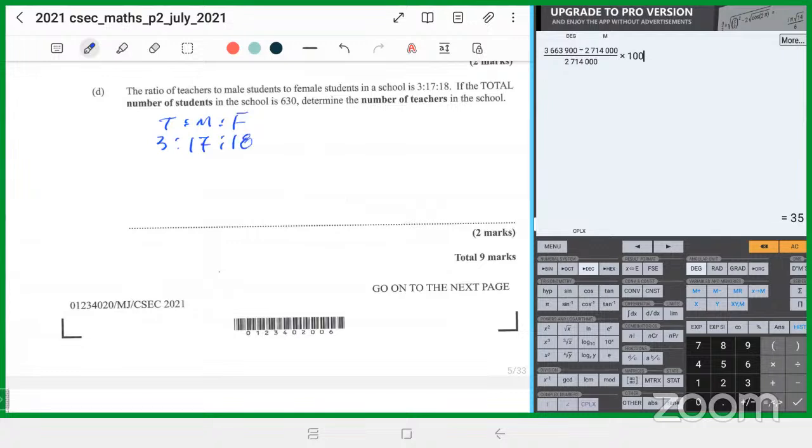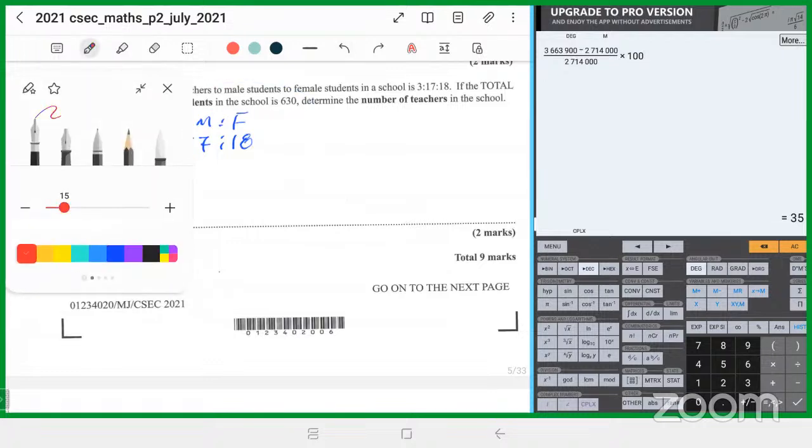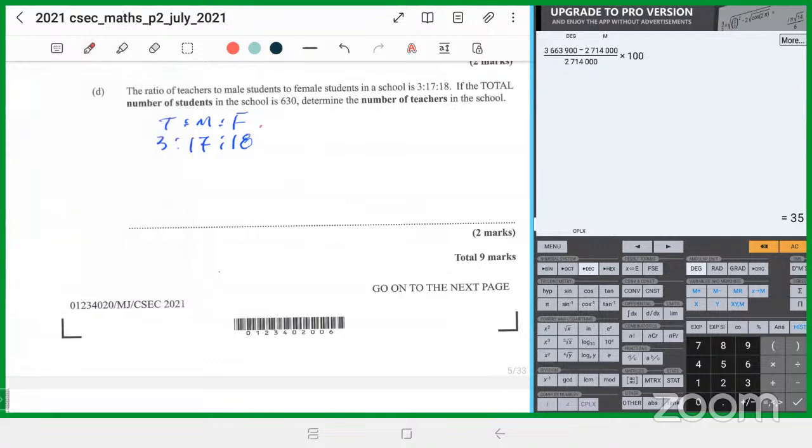But because they are telling me about the total number of students, I'm going to add in a section for the students on this ratio. I'm going to extend this ratio and add in a section. Let me put it on in purple. I'm adding another part of the ratio, which now represents the students, S. And it will be represented by the sum of these two numbers, male and female. What is 17 plus 18? How much? 35.